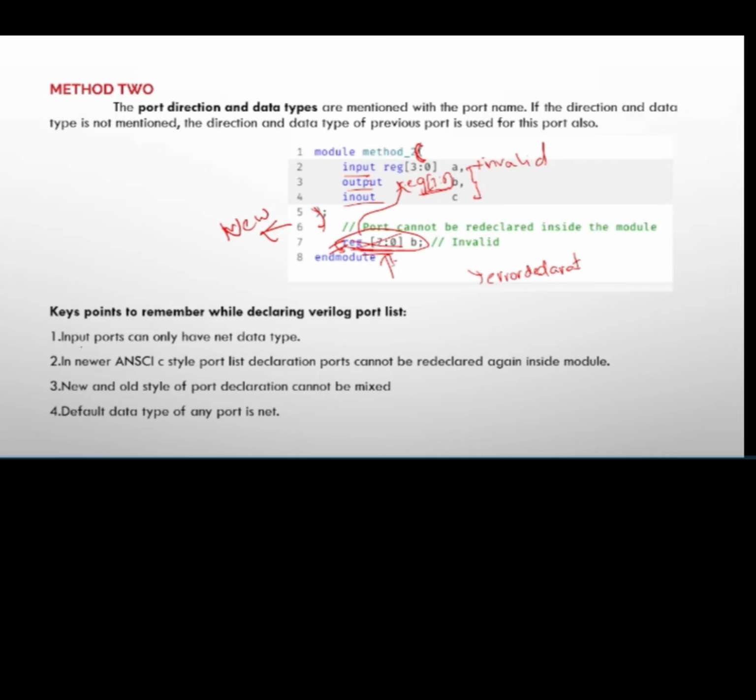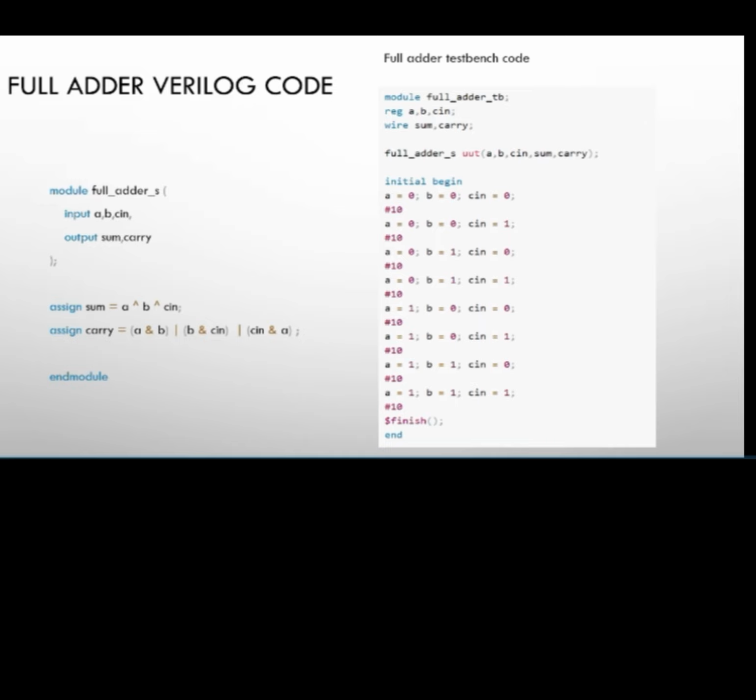And there are some key points, which is nothing but what we just discussed. Let us see. Input ports can only have net data type. I already said that. In the newer ANSI C style, which is the newer version of port declaration, in the port list, declared ports can't be redeclared inside the module. That is what I already told you: once you declared it within the module header, you can't declare it again inside the module. Mixing both styles of port declaration is not allowed. That is what I said. The default data type of any port is net. Right? So this is how the thing is.